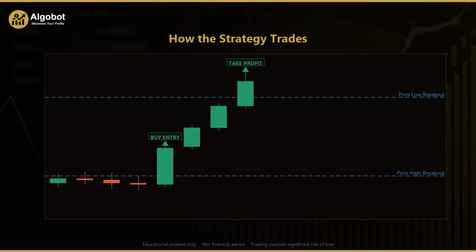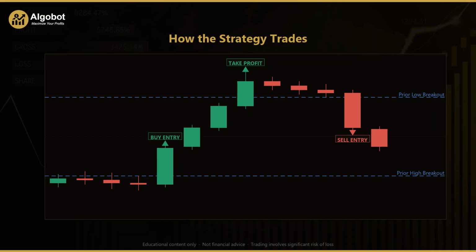All 3 conditions are now satisfied, so the strategy signals a continuation buy, and you see the buy entry marker appear. The stop loss sits just below that candle's low, and the take profit is placed at a reward to risk multiple above the entry. Over the next few candles, price extends higher and reaches the take profit marker, completing the long example. Now watch the second half.